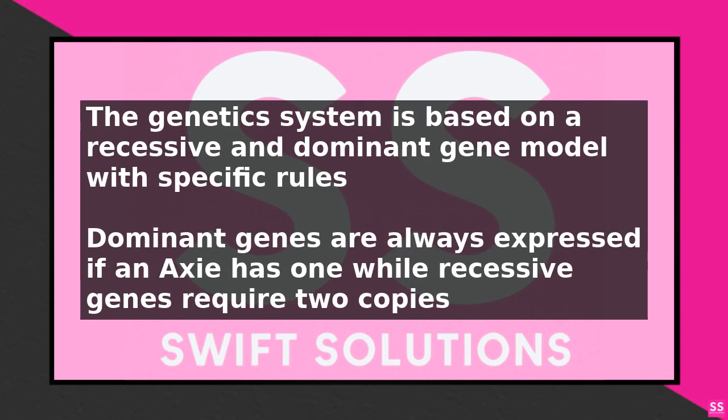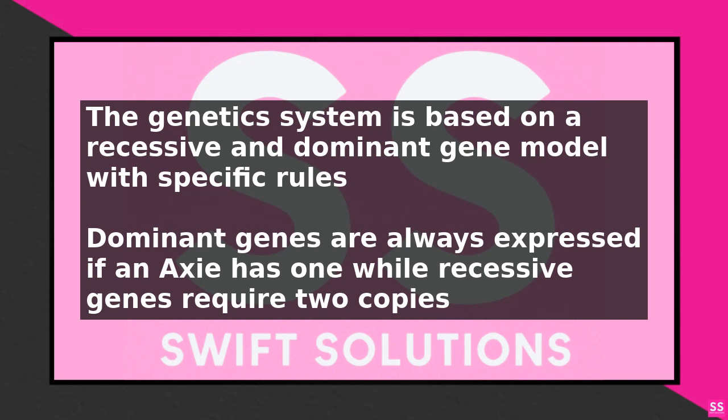The genetics system in Axie Infinity is based on a recessive and dominant gene model. Dominant genes will always be expressed if an Axie has one, while recessive genes will only be expressed if an Axie has two copies of the gene. This means that breeding Axies with dominant genes will increase the chances of their offspring inheriting those genes.